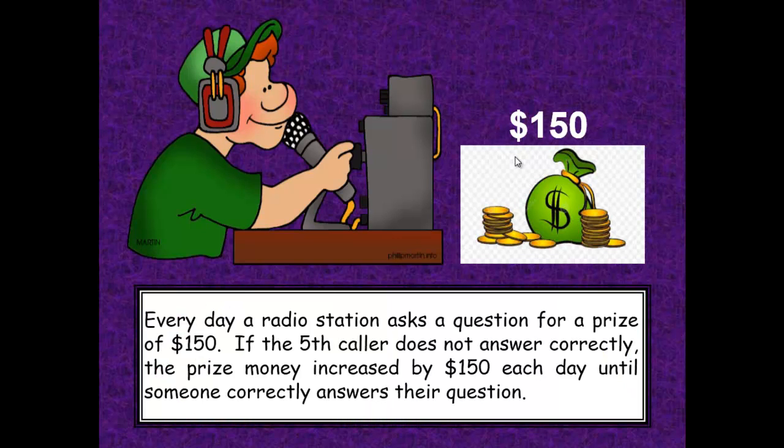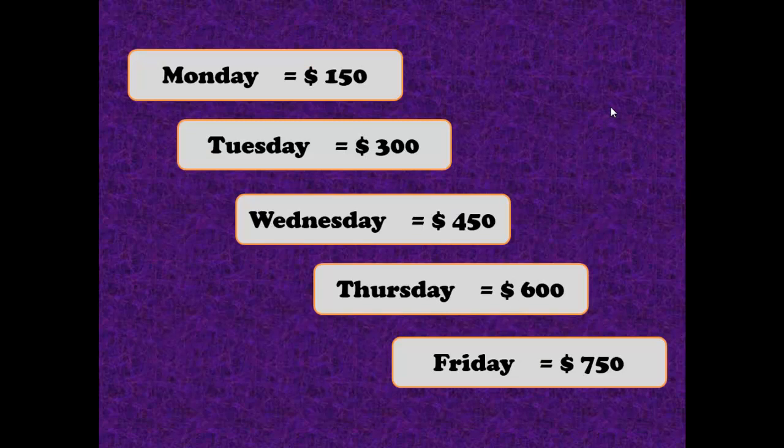Every day a radio station asks a question for a prize of $150. If the fifth caller does not answer correctly, the prize money increases by $150 each day until someone correctly answers their question. From this problem, make a list of the prize amount for a week, Monday until Friday. If the contest starts on Monday and no one answered correctly all week, this is a list of the prize amount. This prize amount forms a sequence.